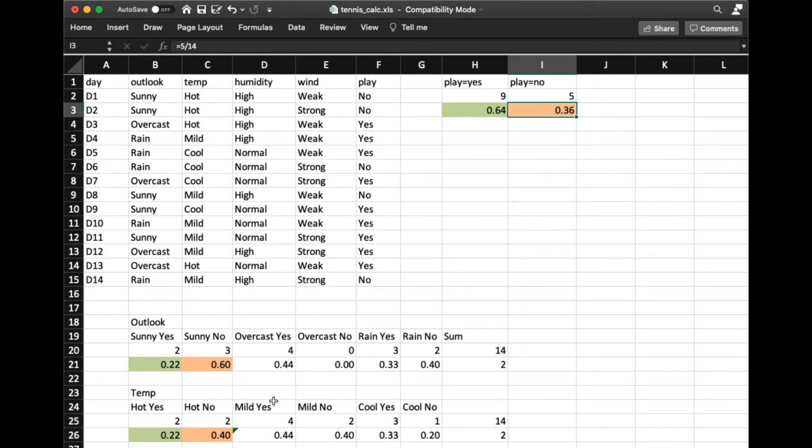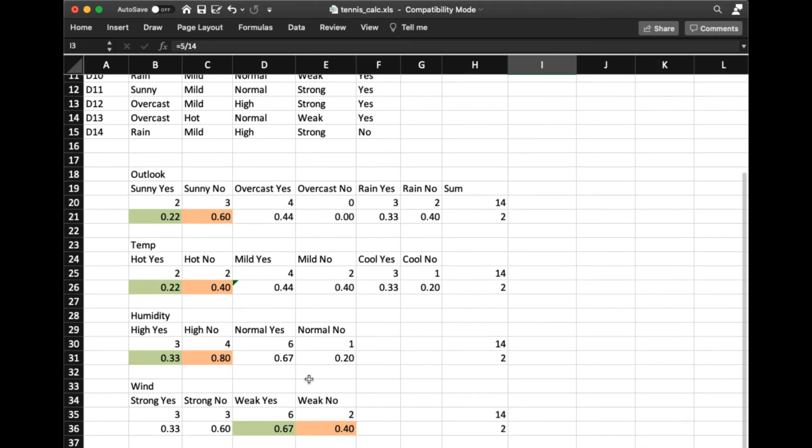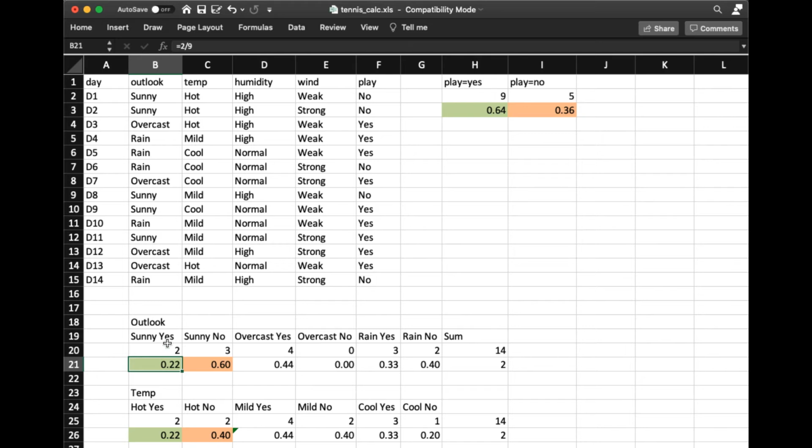Then we have to calculate all of the likelihoods. And so that's all of these columns down here. Let's say for outlook is sunny. Did we play? Outlook sunny. Did we not play? Again, that's just counting. Out of all of the days that we did play, so that's just looking at the 9 days that we did play, how many of those were sunny? And of the 5 days that we didn't play, how many were sunny?